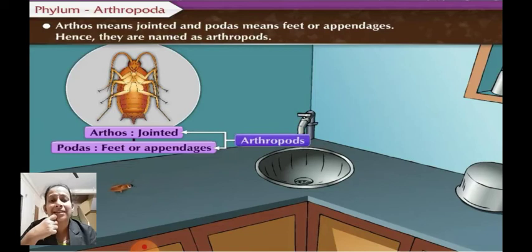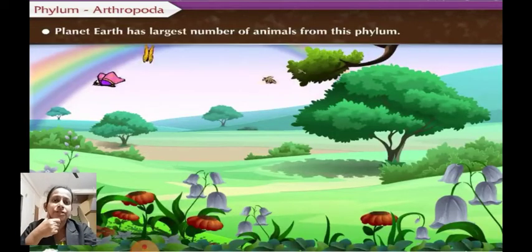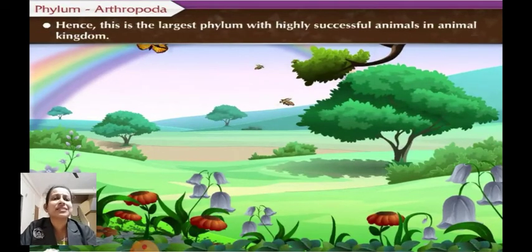So you will have to answer about Arthropoda. Fine. Now let us continue. Planet Earth has the largest number of animals from this phylum. All the different insects, ant, scorpion, prawn, butterfly, mosquitoes, all the different types of flies in the whole world belong to this phylum, that is Arthropoda. So hence this is the largest phylum with highly successful animals in the animal kingdom.